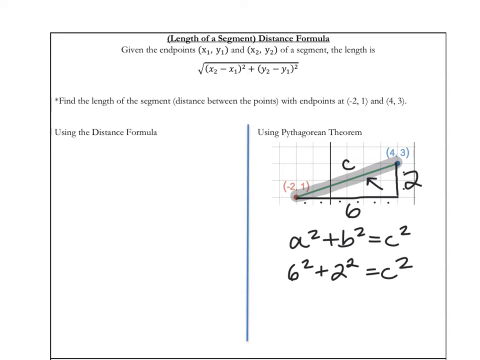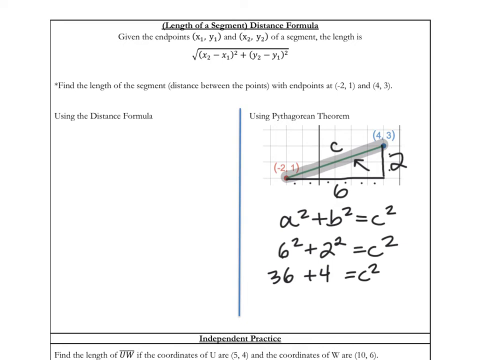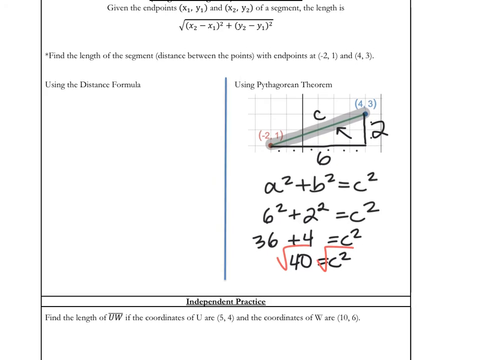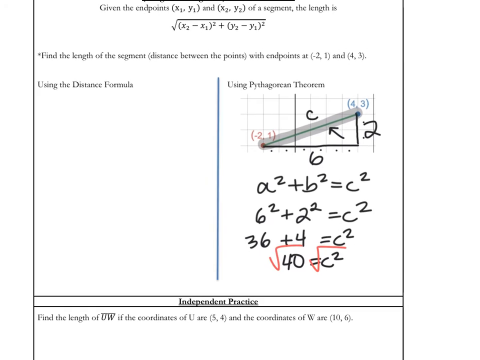6 squared is 6 times 6, so 36. 2 squared is 4. If I add those up, I get 40. And then I take the square root of both sides. Okay, you might remember from Algebra 1, perhaps not, this splits up into the square root of 4 times the square root of 10. So to write this as a simplified square root, which is a better option, square root of 4 is 2, so c is exactly 2 root 10.